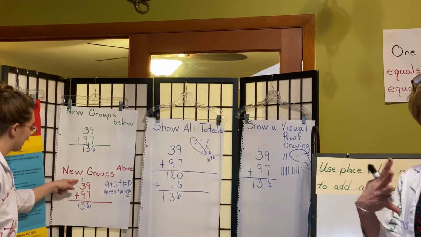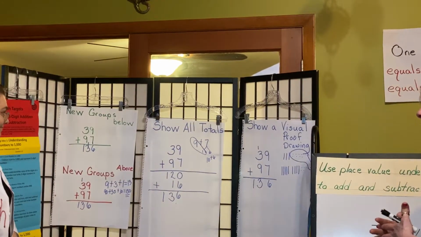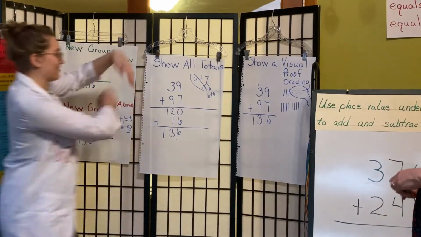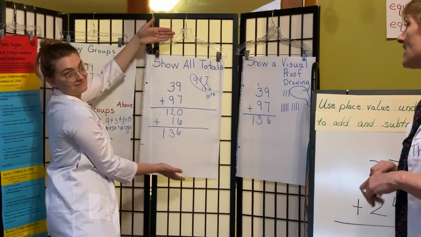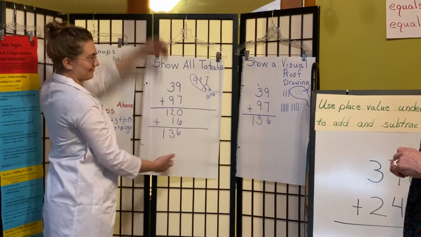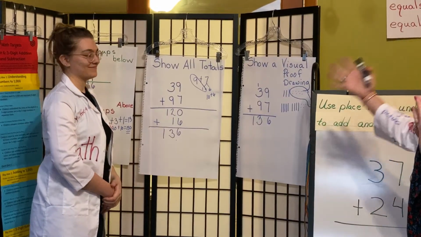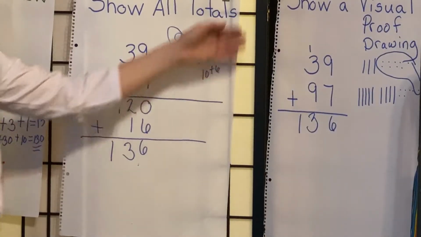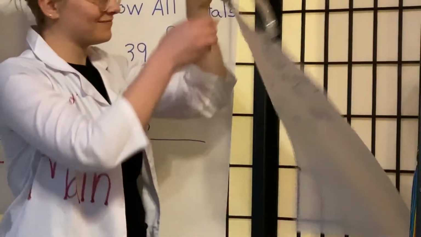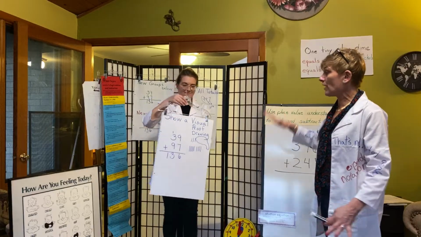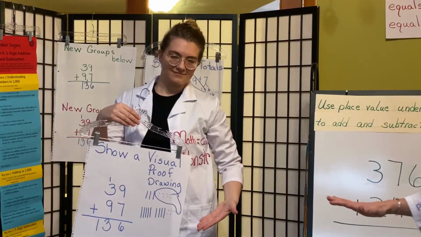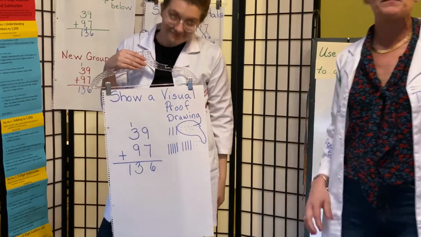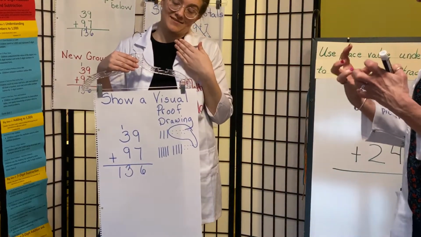Another way when we're doing our double-digit addition is that a lot of boys and girls will also show all totals. Absolutely. Thank you, Vanna Math Monster. So that is another method. And finally, sometimes we still need to show a proof drawing, which is absolutely fine. We'll make a picture of each of our numbers, and then we will find those totals.